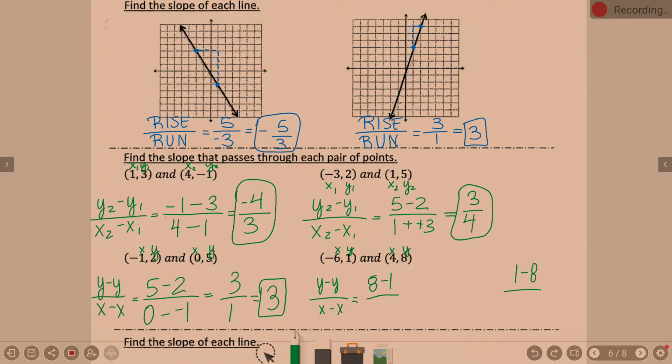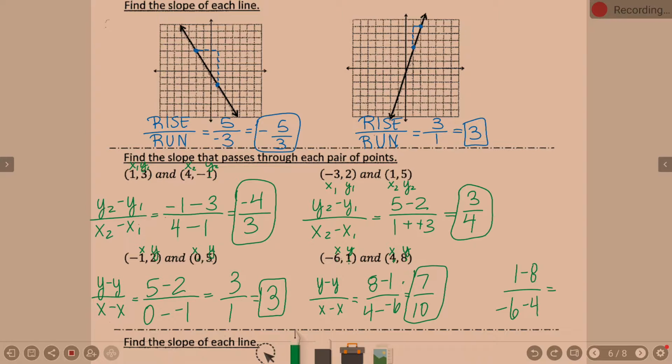Now, those of you that did 8 minus 1, what must you do on bottom? Do 4 minus negative 6. However, those of you that said, no, I want to be a rebel and do 1 minus 8, how must you continue your rebel ways? Negative 6 minus 4. Now, it'll work out the same in the end. So let me show you. 8 minus 1 is 7. 4 minus negative 6 is 4 plus 6, positive 10. So my answer to this problem is 7/10.